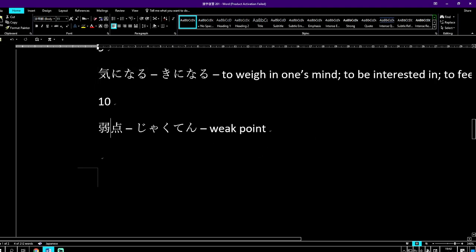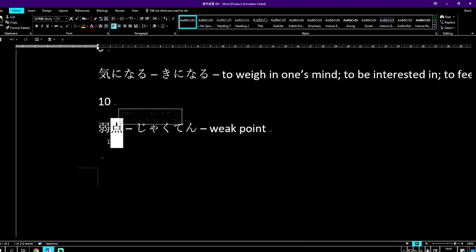Number 10 is jakuten, a weak point. On the left side, we have weak, and on the right side, we have a literal point, like a decimal point. This is ten, a point. Jakuten is literally a weak point.